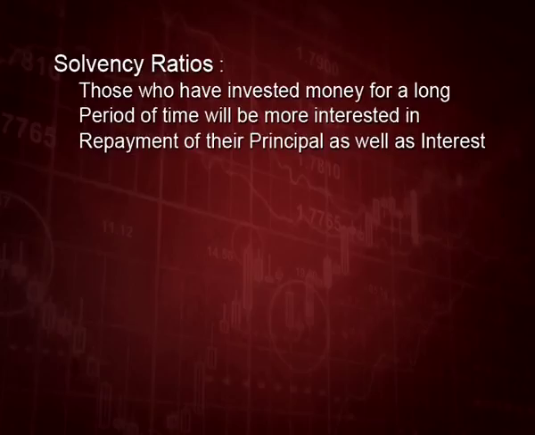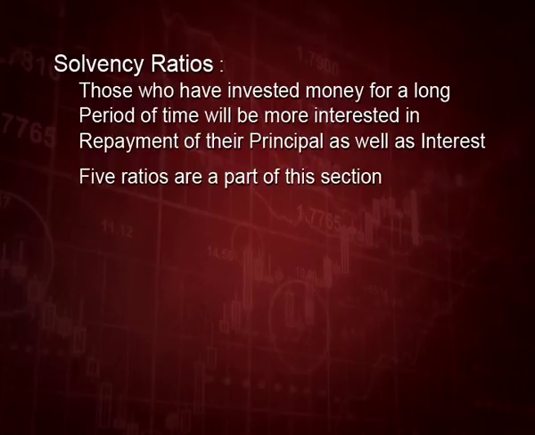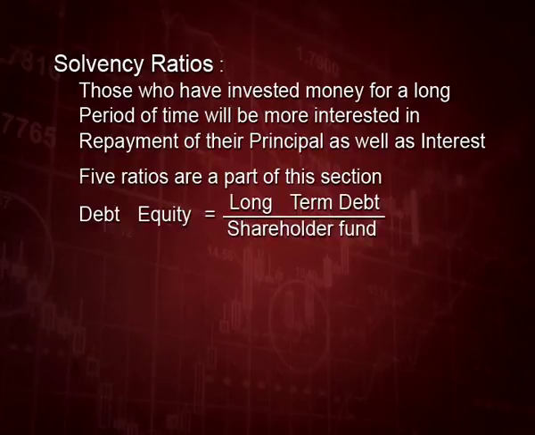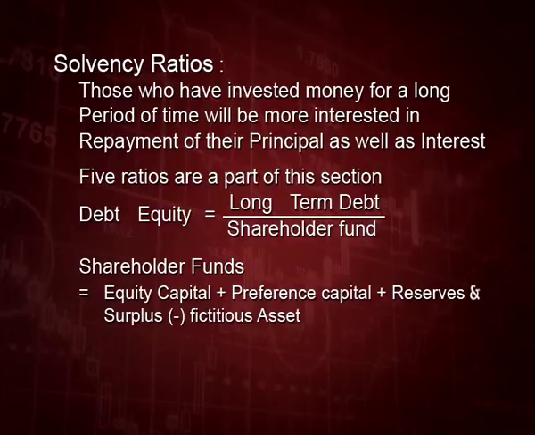Now, those who have invested money for a very long period of time will be more interested in repayment of their principal as well as interest. 5 ratios are a part of this section. To start with, the first ratio is debt equity ratio. The formula is long term debt upon shareholder funds. Now, shareholder funds is equal to equity capital plus preference capital plus reserve and surplus minus fictitious assets.